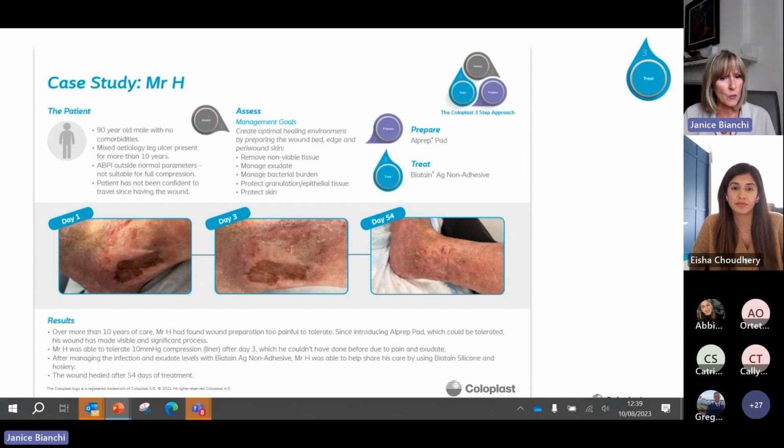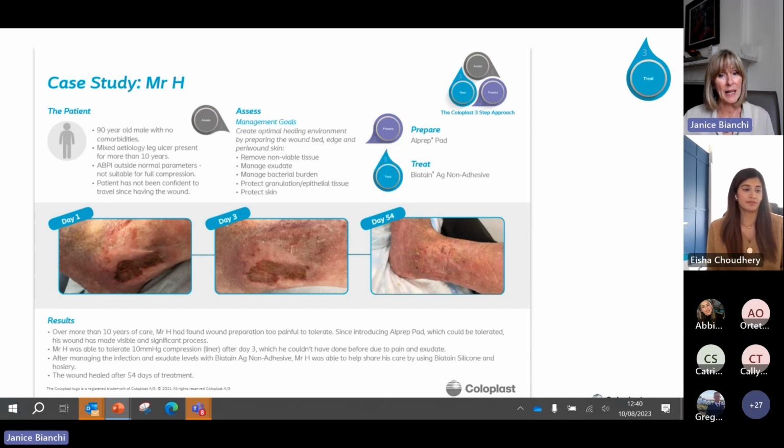So, more than 10 years with a wound, he found wound preparation painful, but with Oprep pad he was able to tolerate it and saw that there was visible, significant progress. He was able to tolerate 10 millimeters of mercury at this point, so a little bit of compression, a liner, after day 3 of treatment, and he hadn't been able to do this before because of the pain and exudate.